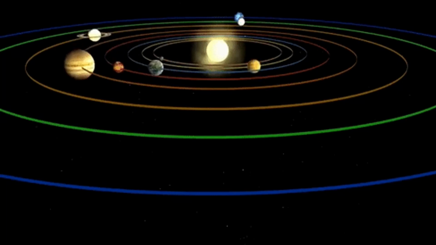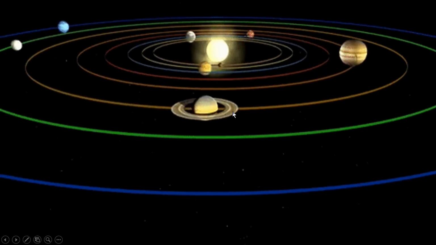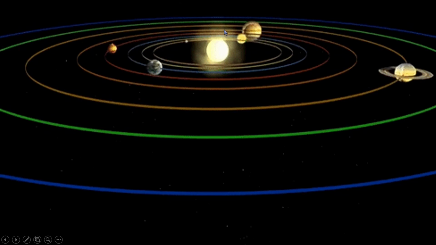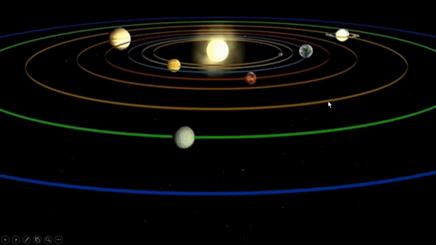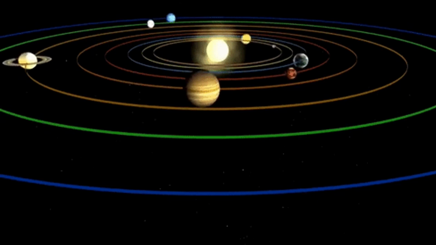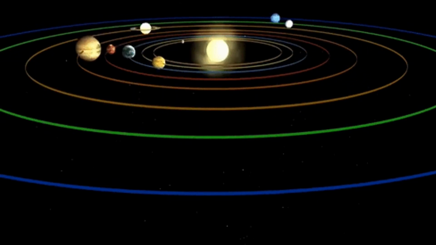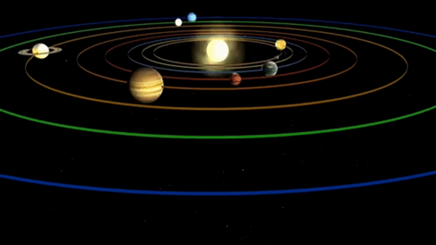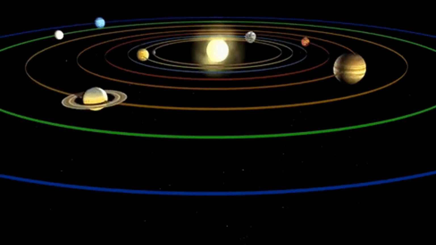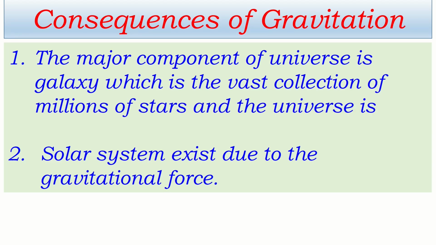Now another consequence is, look at this diagram. You have seen this many times, I think. This is a video clip. In the center there is the sun, and the planets are revolving around the sun. They are held together due to the force of attraction between them, and this is gravitational force. That's why, because of the gravitational force, the solar system exists. So we can say the next consequence is that the solar system exists due to the gravitational force.